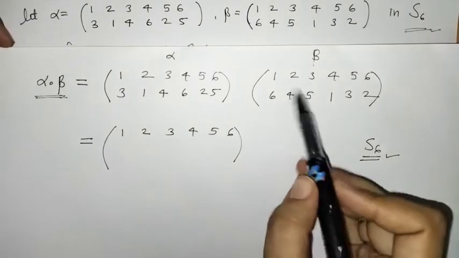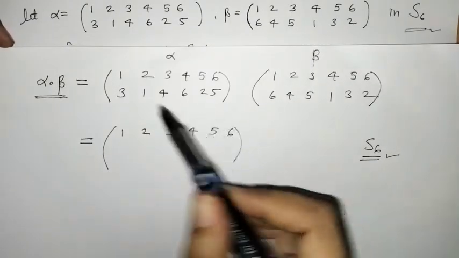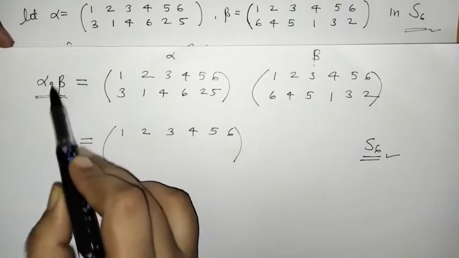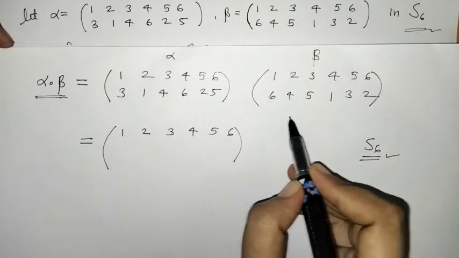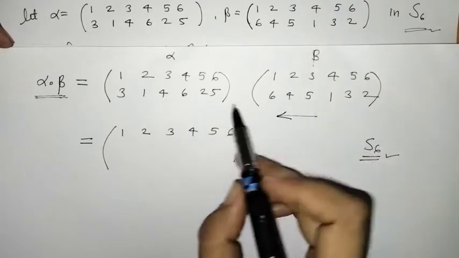That means first we have to operate the beta function here. So this composition is carried out from right to left.